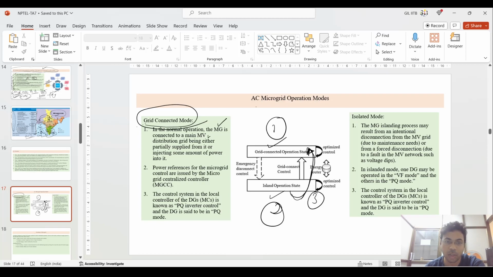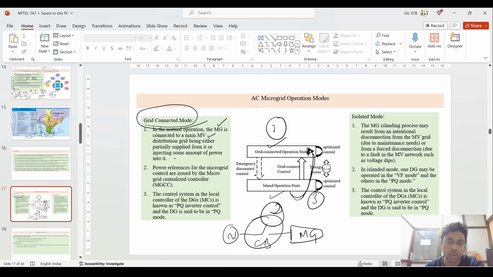So in the normal operation, the microgrid is connected to the main grid. This is known as the grid-connected mode of operation. Your microgrid is connected to the utility main MV line through a point of common coupling, using circuit breakers. You connect this microgrid to the utility grid through the MV line. This is the kind of microgrid structure.